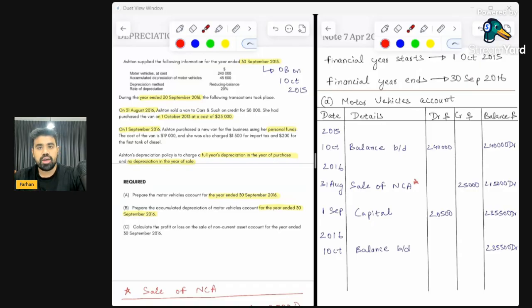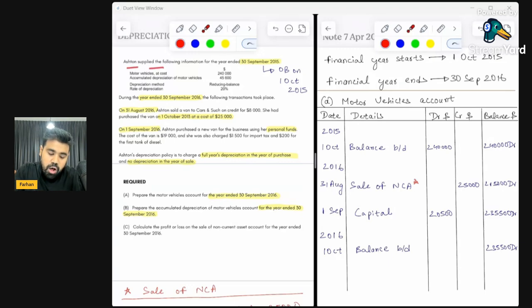What we have got here today is a practice question which requires you to prepare the non-current asset account and also the accumulated depreciation account. We will calculate the profit or loss on the sale or disposal of the non-current asset. This question has some complications, so I need you to focus and follow through for an excellent understanding. So, with that being said, let's begin.